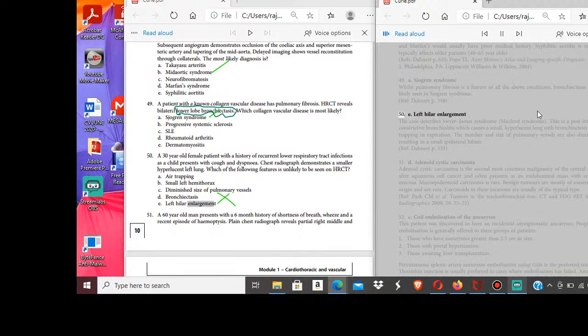50. E. Left hilar enlargement. The case describes Swyer-James syndrome, or McLeod syndrome. This is a post-infectious constrictive bronchiolitis which causes a small, hyperlucent lung with bronchiectasis and air trapping on expiration. The number and size of pulmonary vessels are also diminished, resulting in a small ipsilateral hilum.